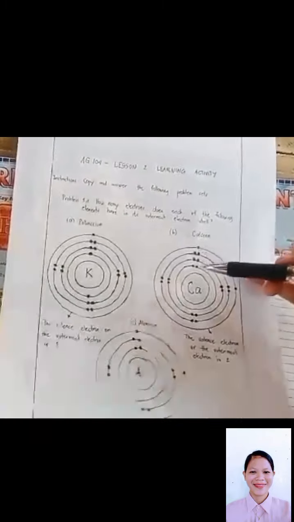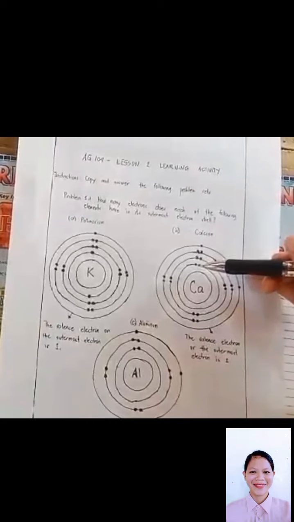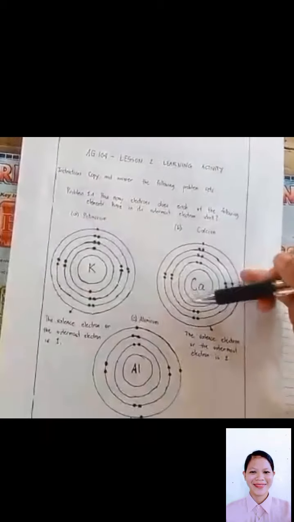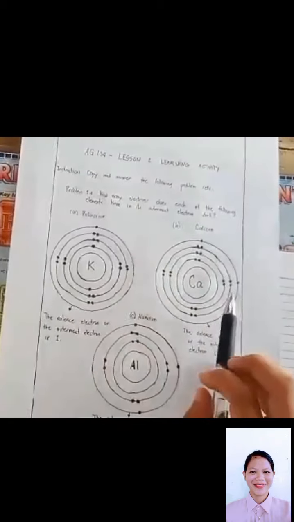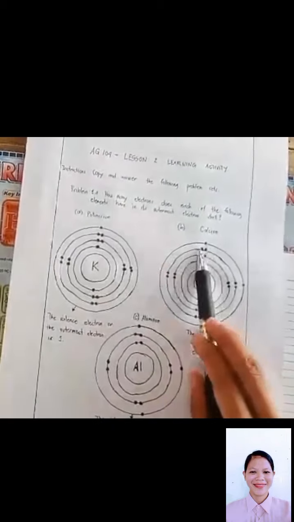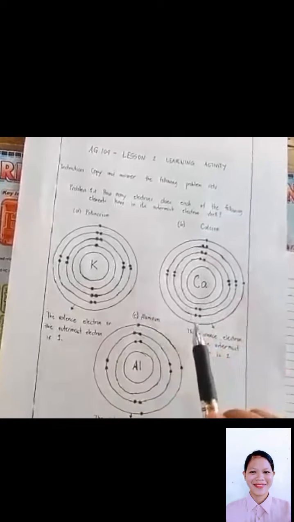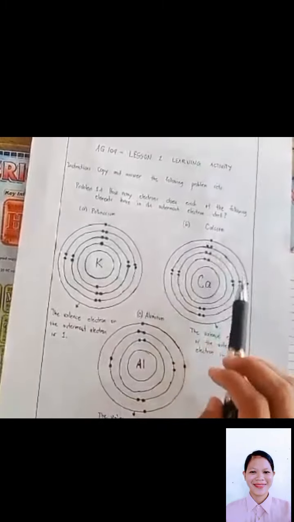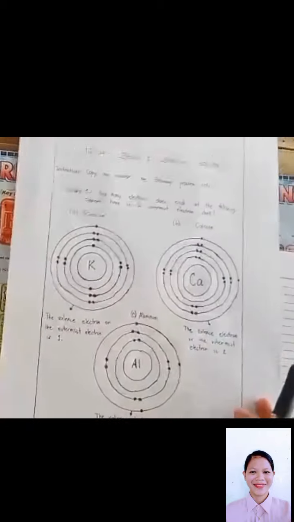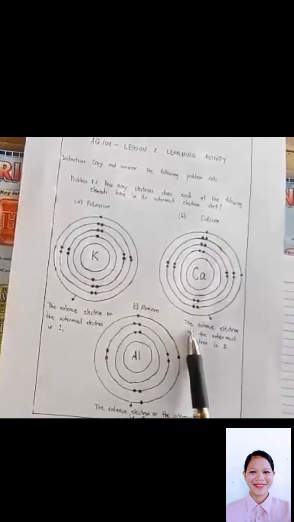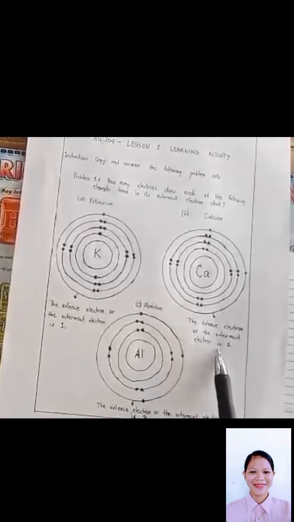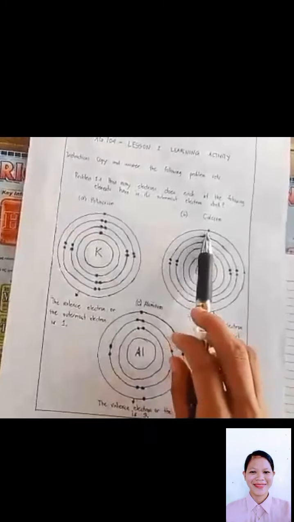So let's count this: 1, 2, 3, 4, 5, 6, 7, 8, 9, 10, 11, 12, 13, 14, 15, 16, 17, 18, 19, and 20. So, the valence electrons, or the outermost electrons, is 2. Here, 1, 2.